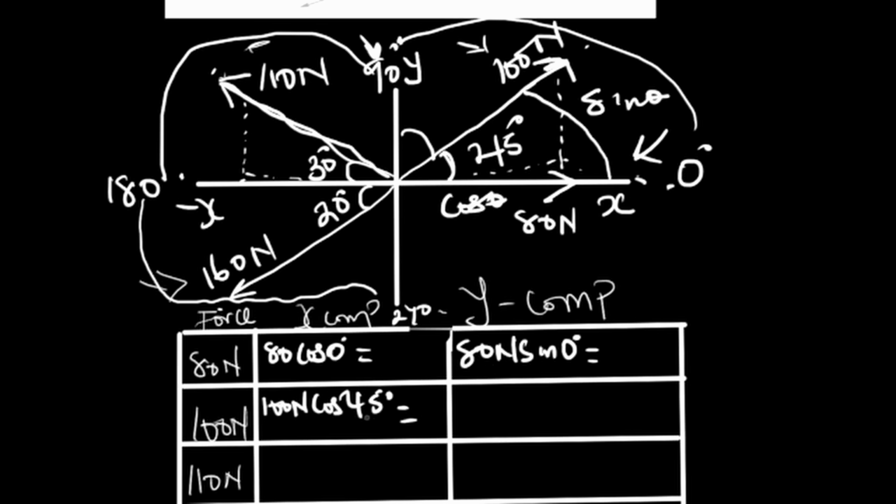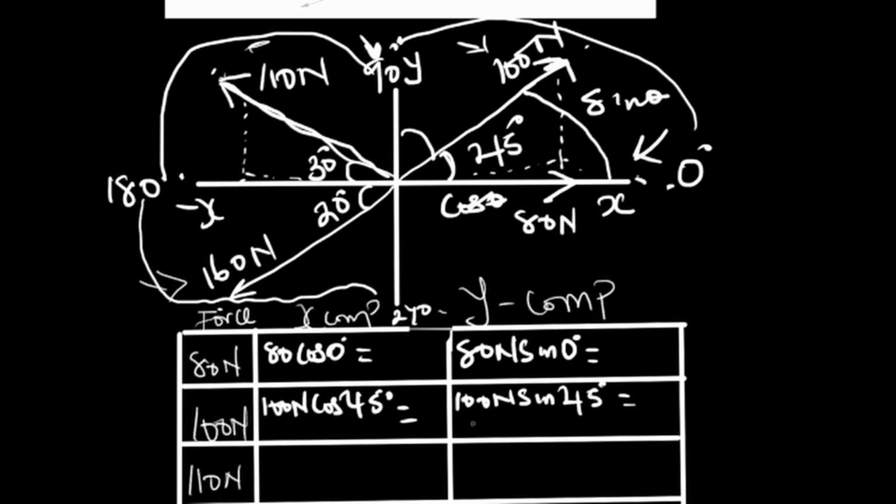Now we have done the x component. Now let's do the y component. Again, for the y component, we say 100 sine 45 degrees. Okay, sine 45 degrees is equal to, we don't know yet.